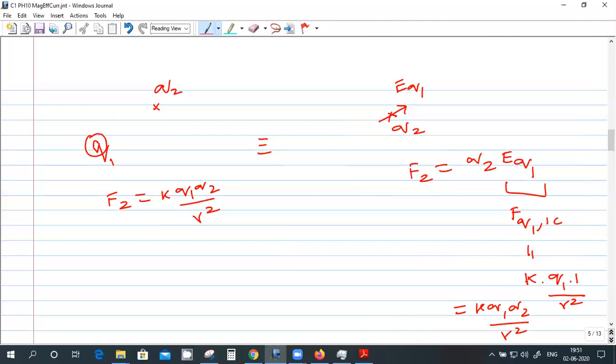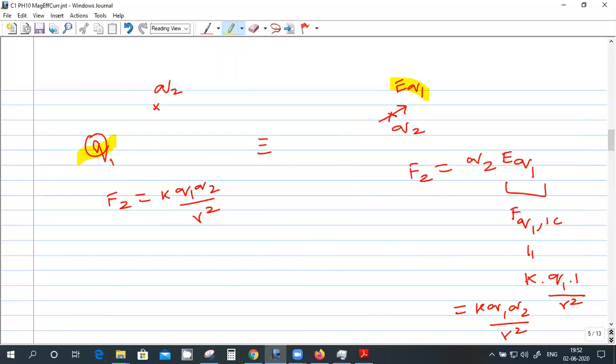So I am removing this charge in this second case. In the first case, Q1 is there. In the second, I'm removing that Q1. Q1 is removed and it's replaced by its electric field. You cannot say force on Q2 is K Q1 Q2 by R square by Coulomb's law, and then Q2 into EQ1 by the definition of electric field. You cannot add both. The effect of the presence of charge Q1 is captured in the electric field.